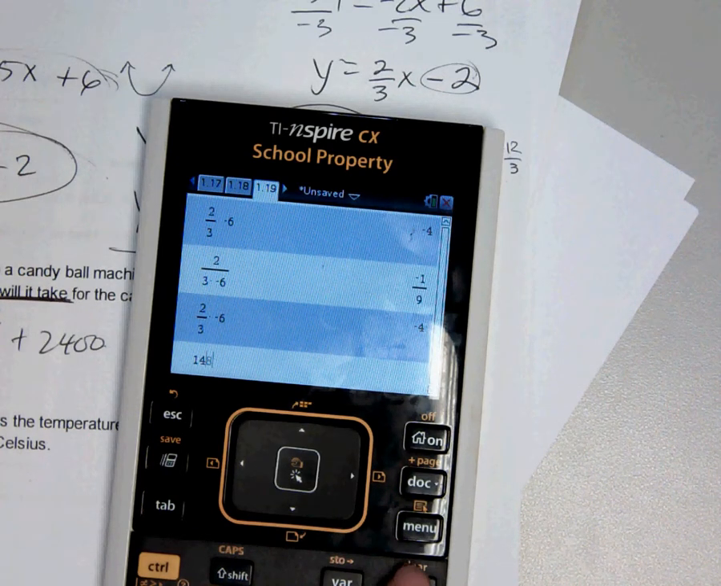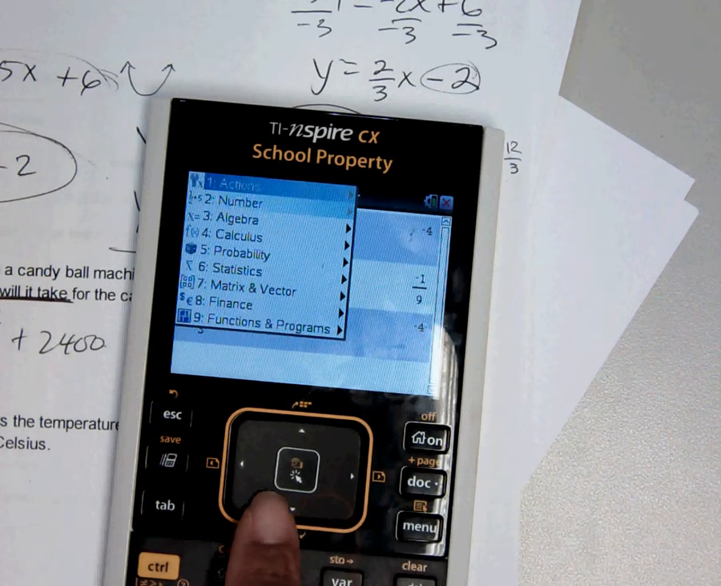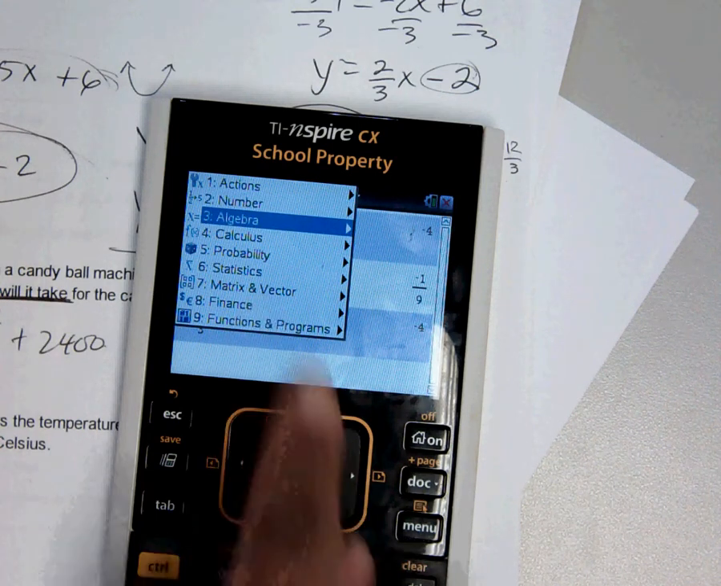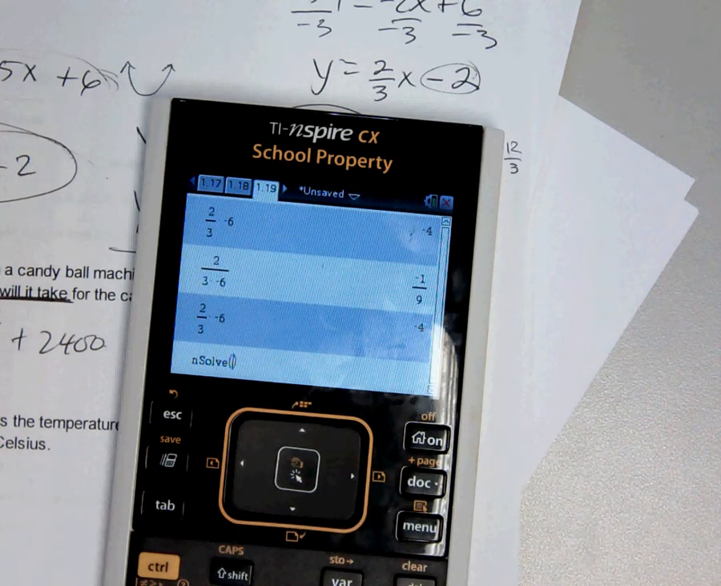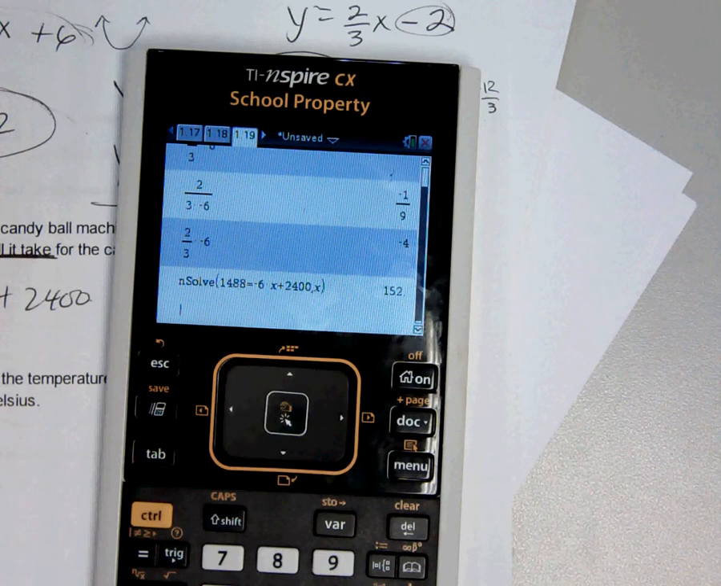You know what? I take that back. Let me show you menu 3, 1. When you're solving for x, you have to put everything in, equals negative 6x plus 2,400, and then do comma x. And it will tell you the value of x. 152. So it'll take 152 times.